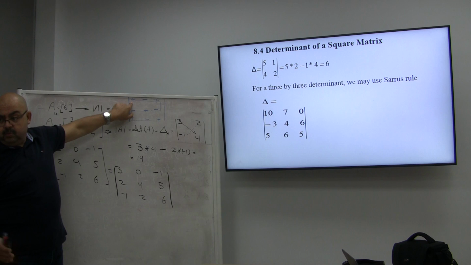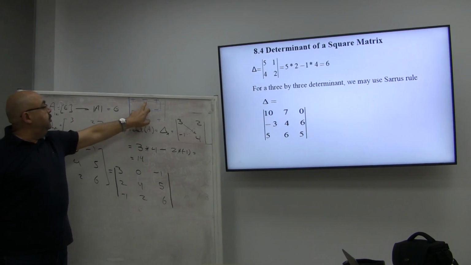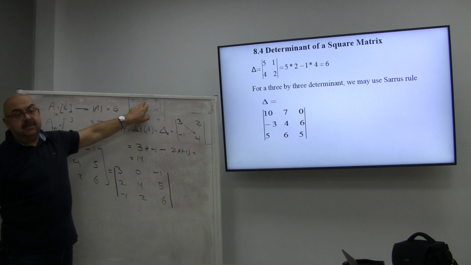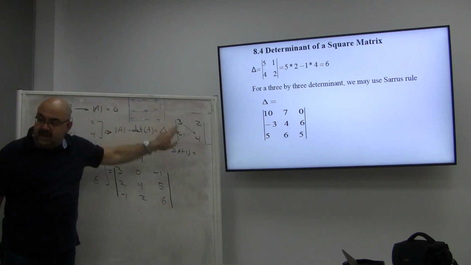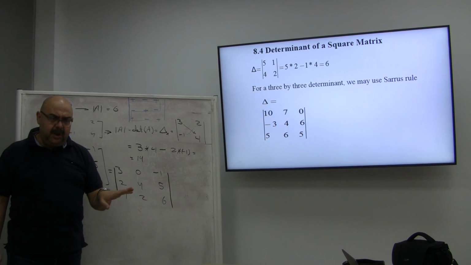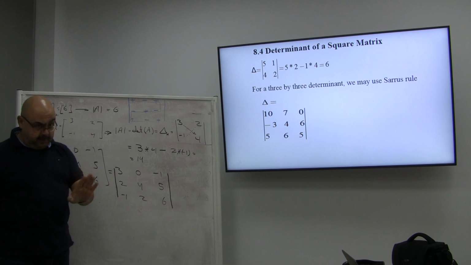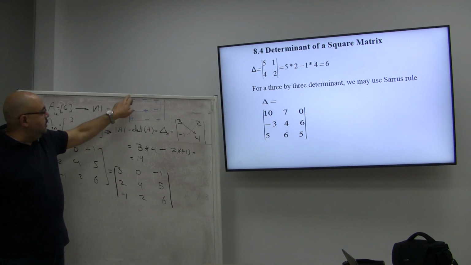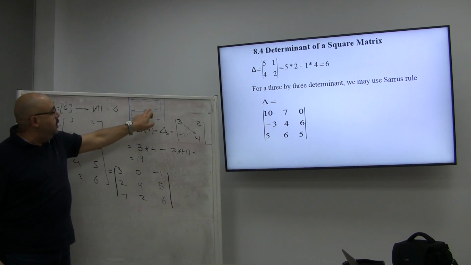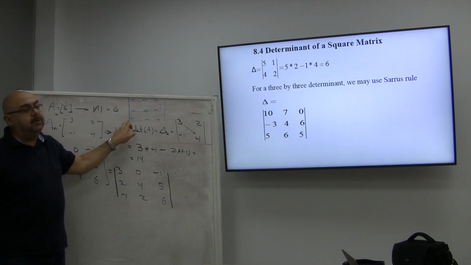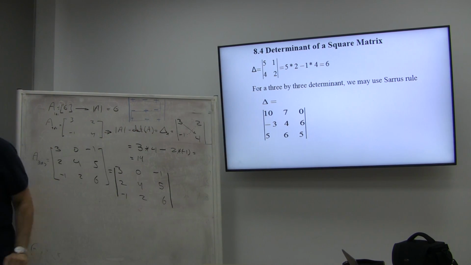Get the sum of them, 1 plus 1 equals 2, which is even, so the sign is positive. For that one, it's the first row, second column, so the sum is 3, which is odd, so the sign will be negative, and so on. We can do it this way, and I would prefer to start with positive, negative, positive, then go down: negative, positive, negative, then go down: positive, and so on. It's like a zigzag, okay?